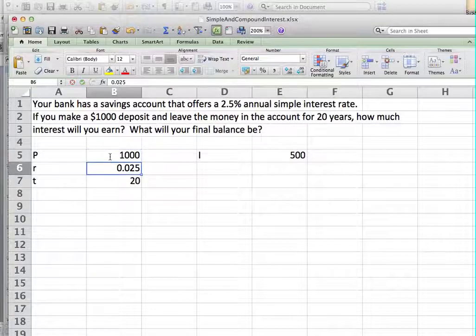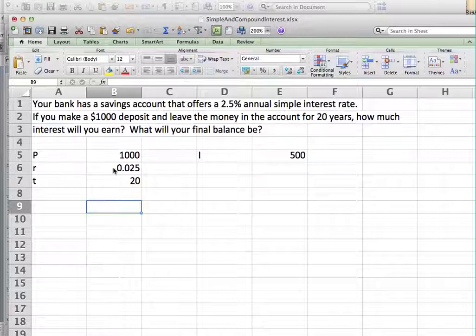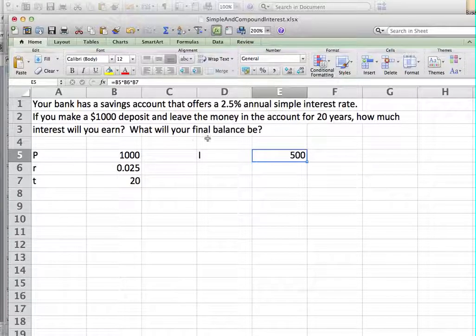Also, if I double or triple or quadruple the interest rate, let's quadruple it to 10%, the interest will quadruple from 500 to 2,000. So that's where that direct proportionality is coming in. We're seeing it in how we change those quantities affecting the total interest that we earn. So the interest that we earn for the question is going to be $500.